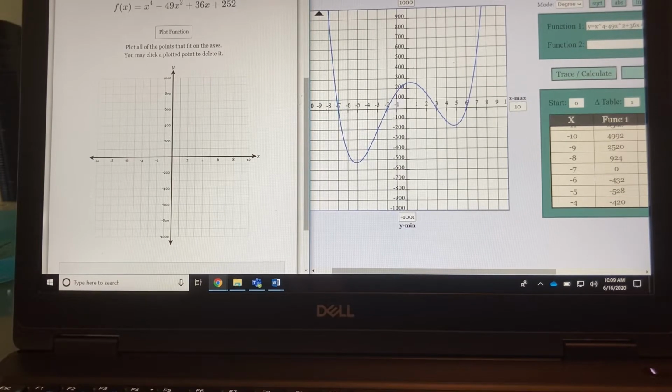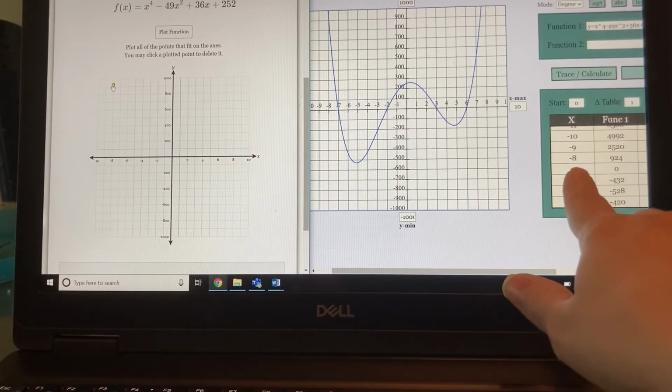-9 goes up to 2,520. Well, that's way higher than the graph, so that one doesn't fit. So that's how you know to start with -8, 924. So I go over here, -8, and you're going to go up to approximately 924. These go by 100, so 100, 200, 300, 400, 500, 600, 700, 800, 900, and I want 924, so I'm going to go just a little above it. Doesn't have to be perfect.